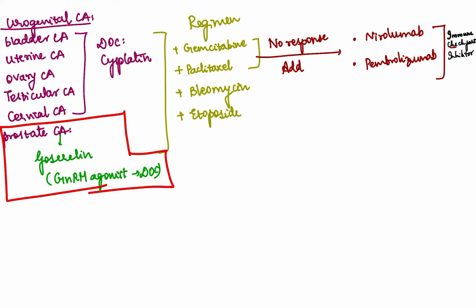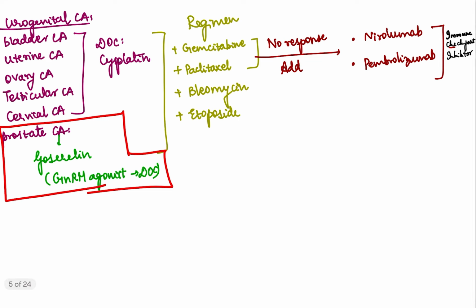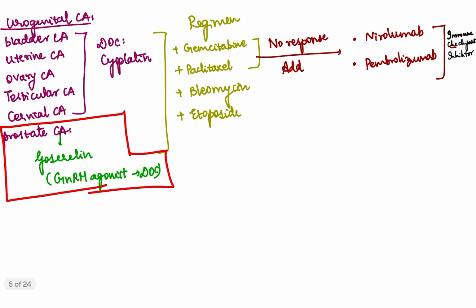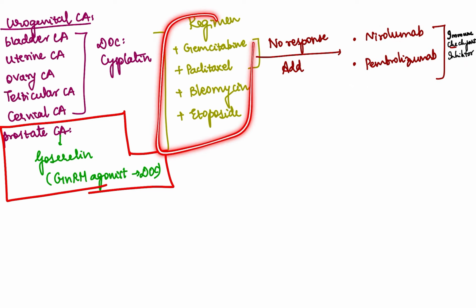The next, in the regimen that you give for urogenital cancer, you have to add gemcitabine and paclitaxel. If there is no response, even after adding gemcitabine and paclitaxel, you can go for nivolumab and pembrolizumab. Nivolumab and pembrolizumab are immune checkpoint inhibitors. And the other drugs that can be added to the regimen are bleomycin and etoposide. We'll be seeing about them in the subsequent section.